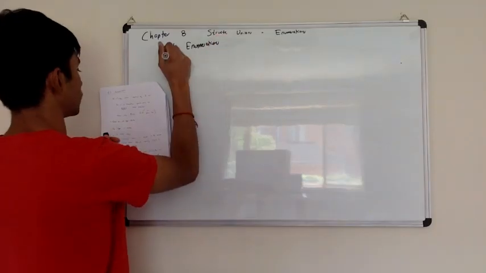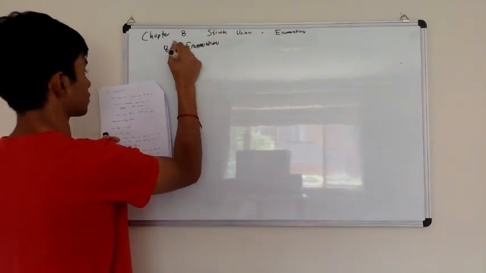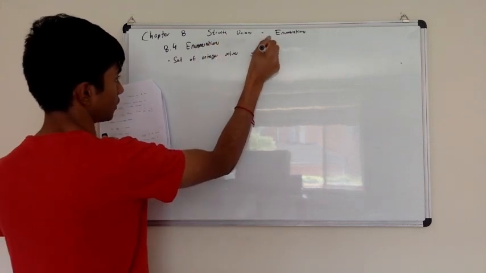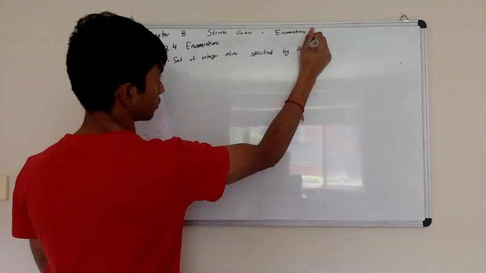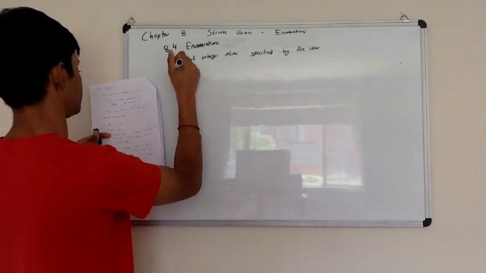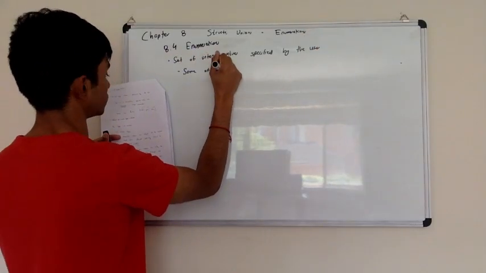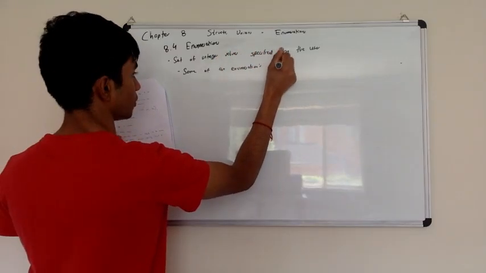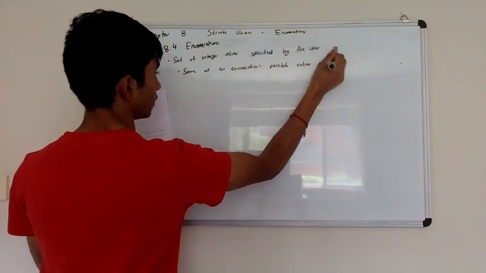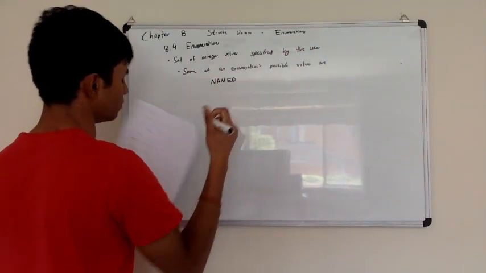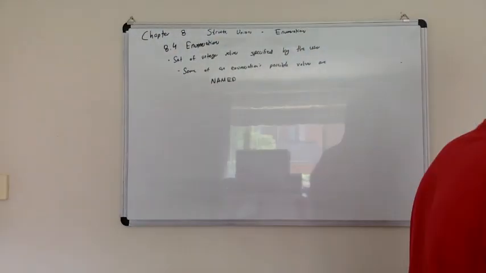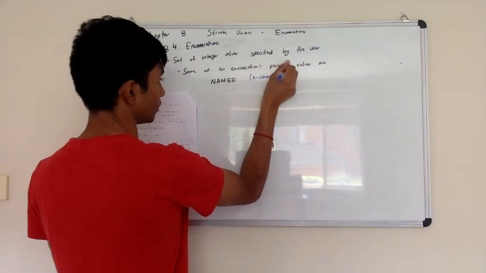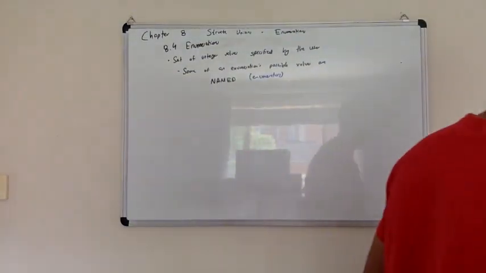You can think of an enumeration as a set of integer values specified by the user. Some of an enumeration's possible values are named. We give them names. It says some. I feel like most of the time we use a name for the values, and we call them enumerators. The named values we see within the enumeration, we call them enumerators.